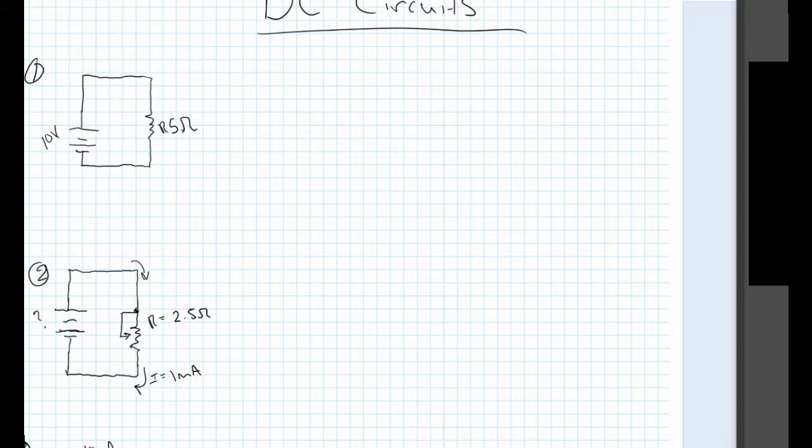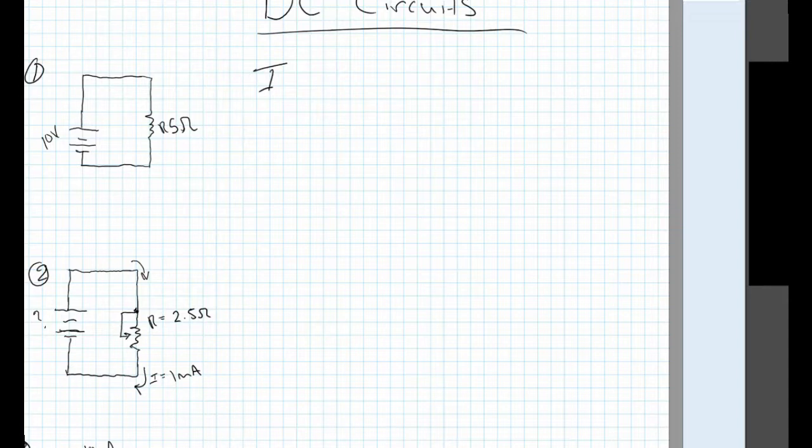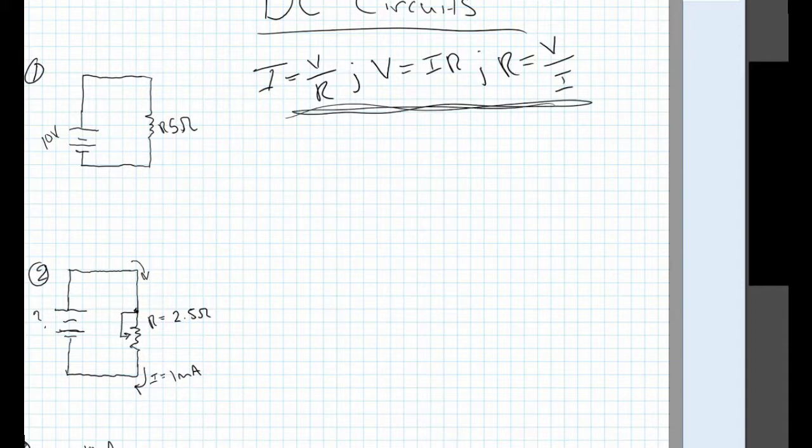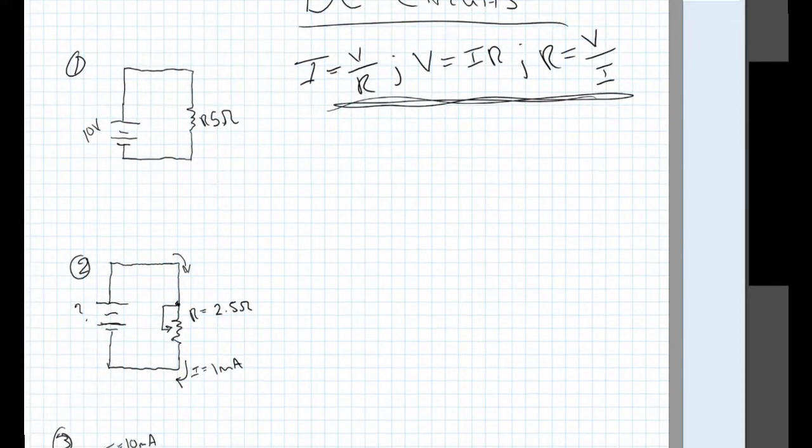Well, we actually have three equations that we can use at our disposal. That is, current is equal to voltage over the resistance. We also have voltage is equal to current times resistance. And lastly, we have resistance is equal to the voltage over the current. So using these three equations, we're going to solve these three problems I just made up.